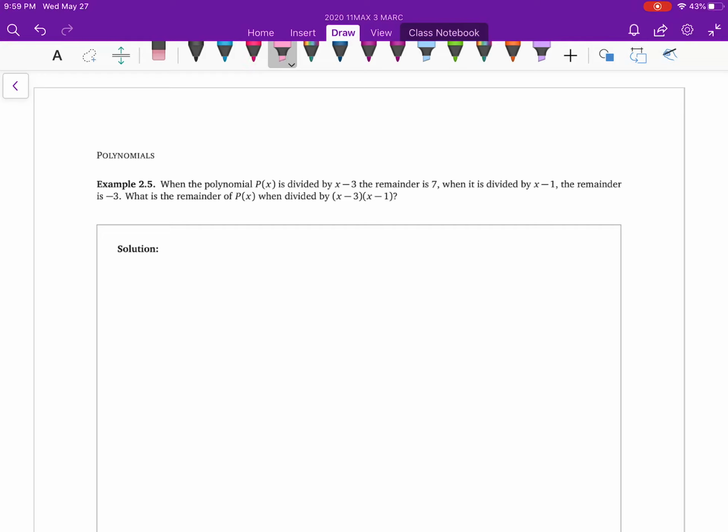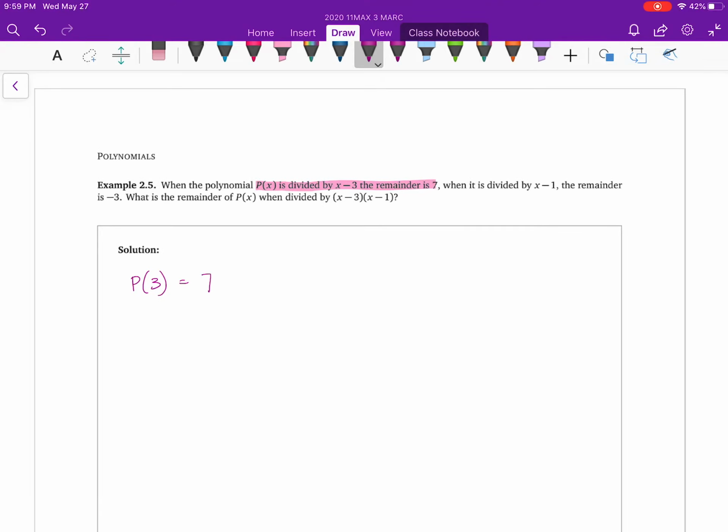For instance, when you're told that p of x is divided by x minus 3 and the remainder is 7, that's actually telling me that if I knew what my polynomial was, if I plugged in 3, because of the remainder theorem, I know that I would get 7. So that pink business in the first sentence is telling me that I can actually write it as a point if I wanted to. That's 3, 7.